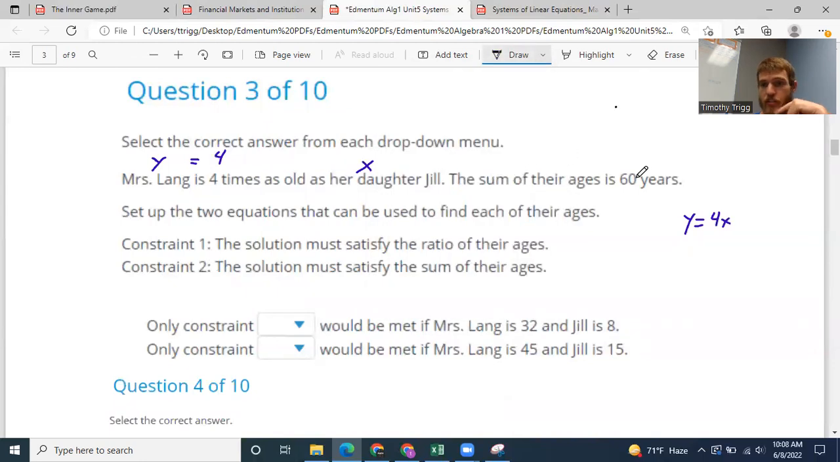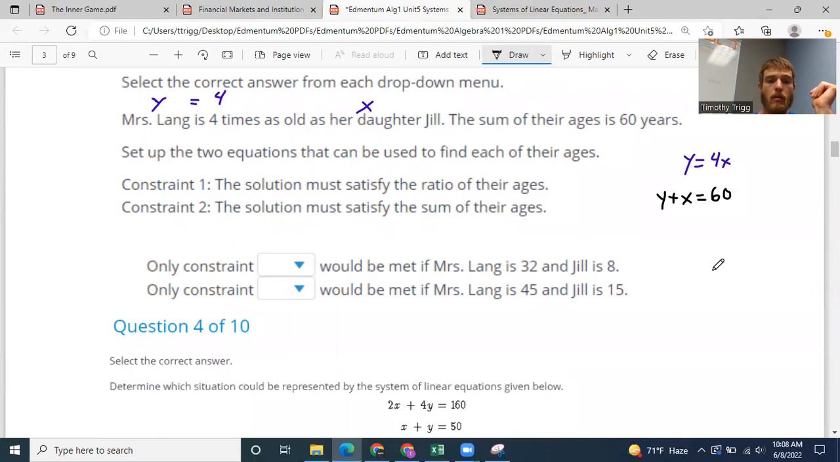The sum of their ages is 60. So what does that mean? That means if I add Mrs. Lang's age plus Jill's age, the sum is 60 years. Okay, I hope you're writing this all down. So these are our 2 equations.